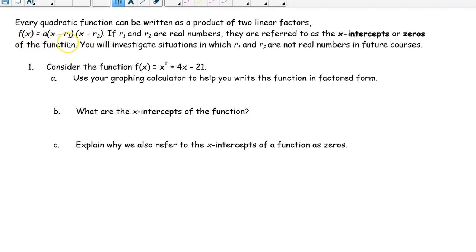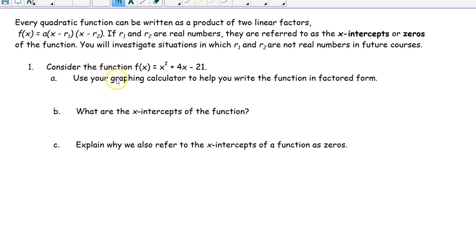Okay, this is the general definition, general formula for a quadratic function written in the factored form, where r1 and r2 are real numbers and those are the x-intercepts, or you can also call them zeros of the function. As you solve this problem, we are going to understand what is this x-intercept and what is zero, etc.